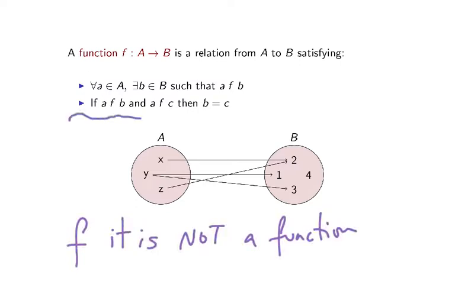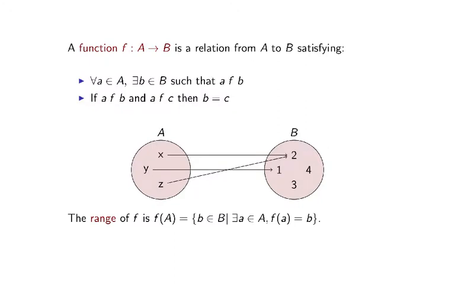Since the second property is not satisfied because we find one element here that fails, that is related to two outputs, one input that has two outputs. That is not allowed in functions. A few words now about the notation. The first set, the set A, is called the domain of the function, and the second set, the set B, is called the codomain of the function.